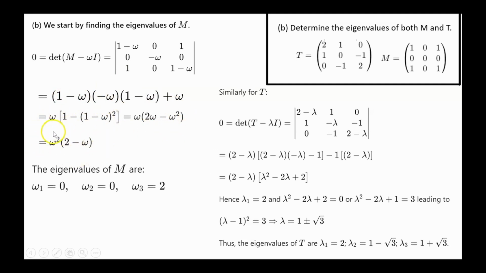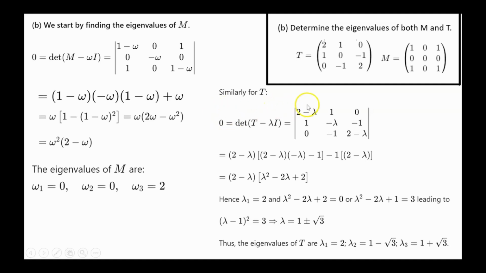And then the characteristic equation looks like this. Now you set the characteristic equation equal to 0, and that tells us that omega squared is equal to 0, as well as 2 minus omega is equal to 0, and there are 3 eigenvalues of the matrix M. Omega 1 is 0, omega 2 is 0, omega 3 is 2. This has a degeneracy, and that's fine.